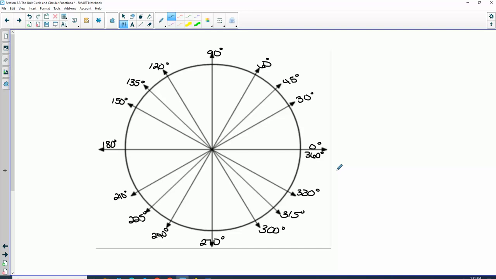The next thing that we're going to add is the radians, which again, we've seen before. I'm going to switch colors. So my 0 degrees, you could call it 0 radians, or 360 is the same as 2 pi, so you could label it as either. You don't have to have both. What's 30?